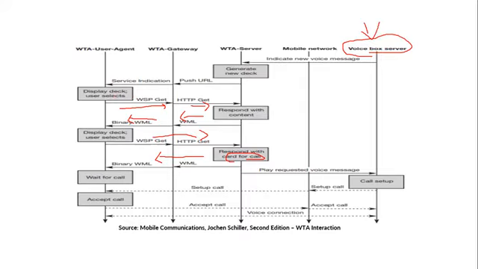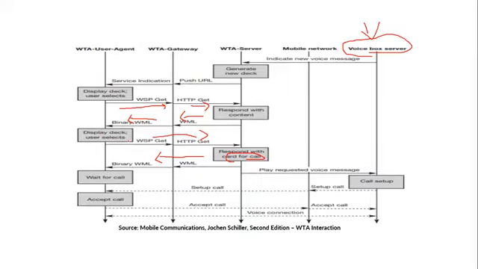Now the WTA user sends a WSP get to the gateway, and the gateway converts this into an HTTP get and sends it to the WTA server. So the server understands that the user wants to listen to some of the voices. So the server will send back a message which contains a different URL for different voice messages.